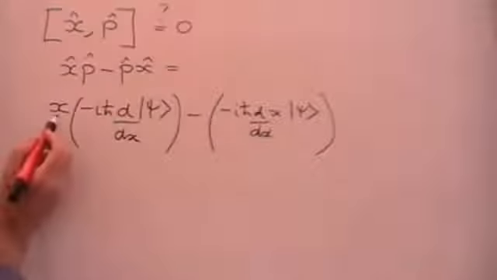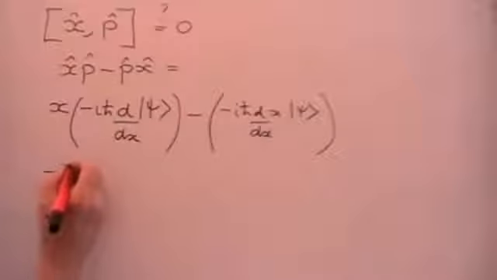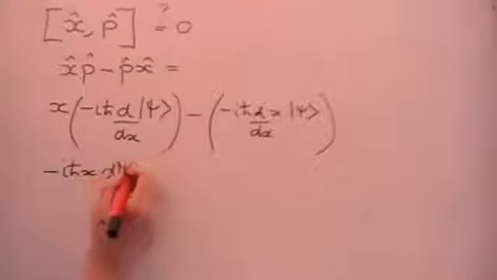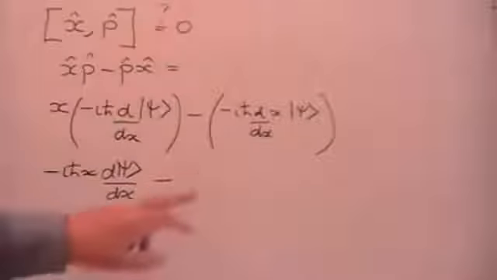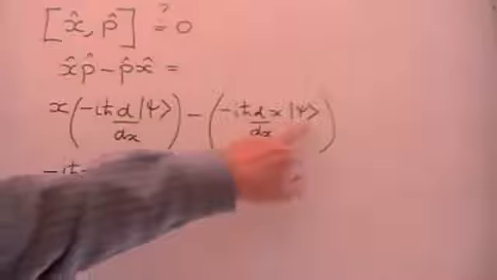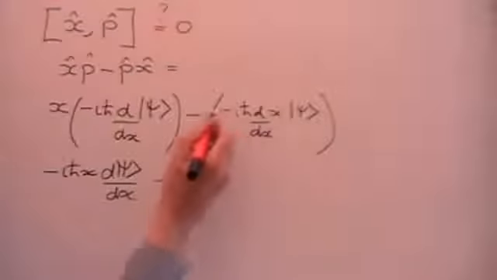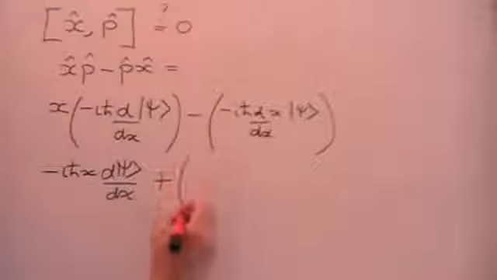Well, this is just a number, so we can stick this anywhere we like. So this is going to be minus iħ x dψ/dx. That's just this term here. Minus, now we've got the differentiation of a product, x and ψ. We've got a minus times a minus, so that's a plus. So we can take those two minuses together.